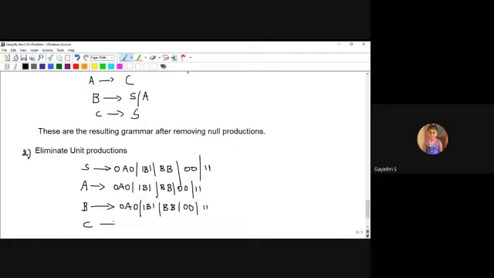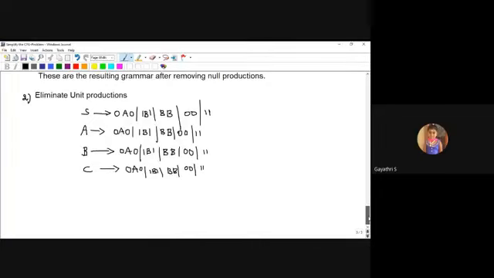Then C. C is also replaced by S production: 0A0, 1B1, BB, 00, 11. So this is the resulting grammar after removing unit productions.